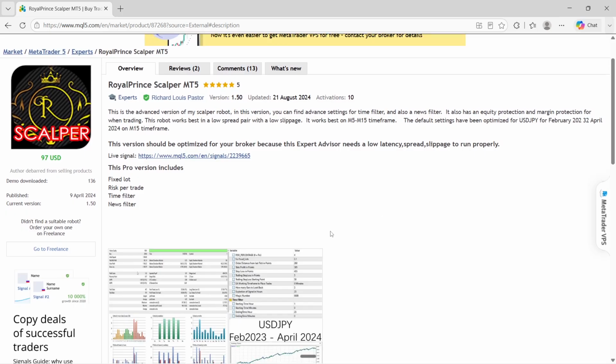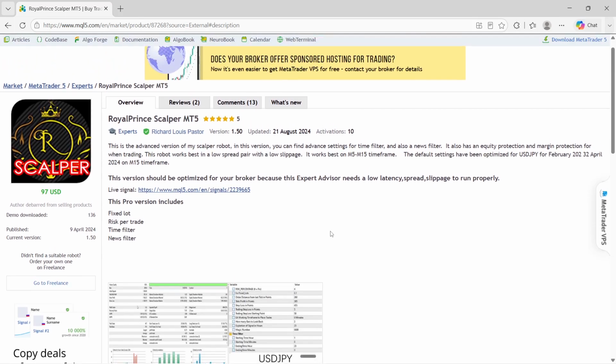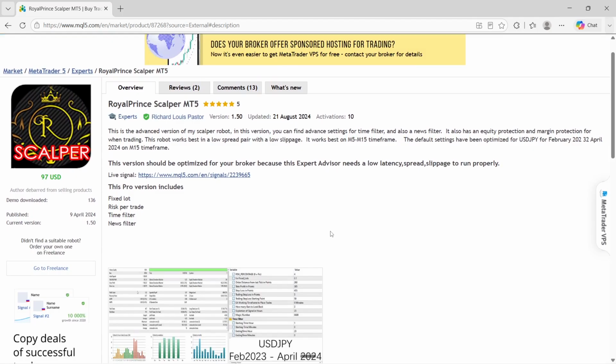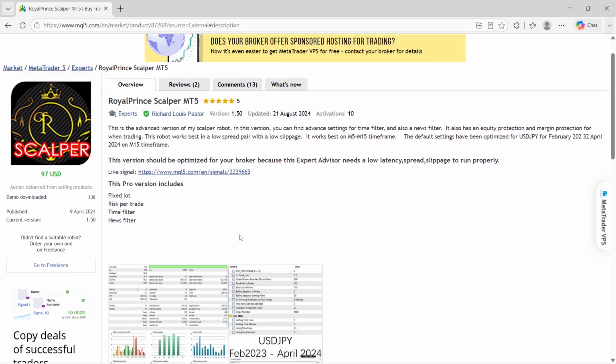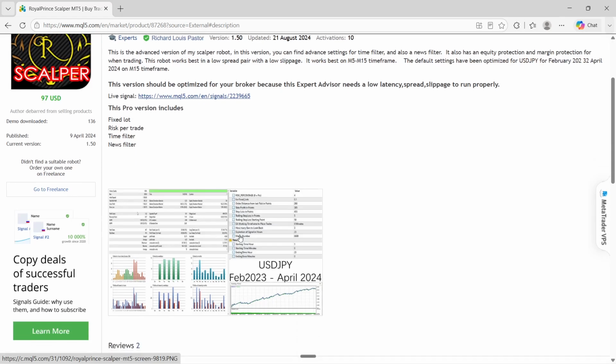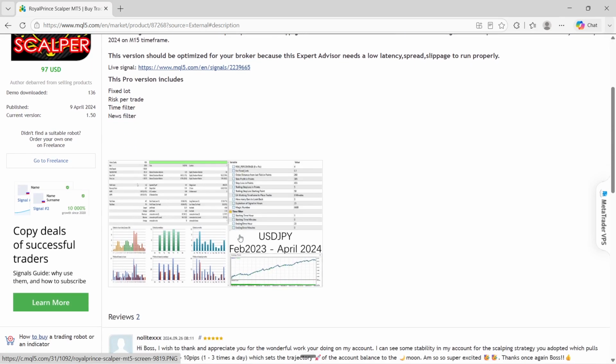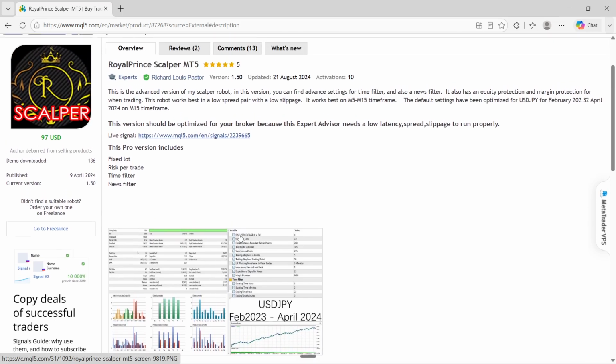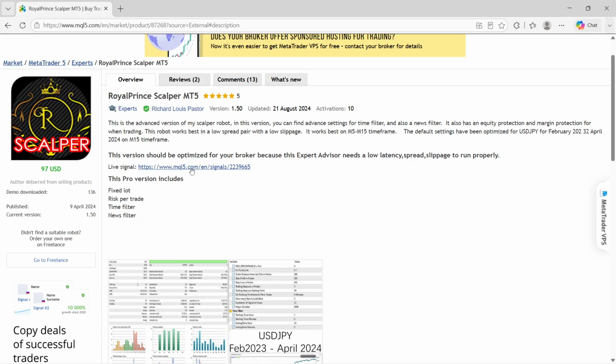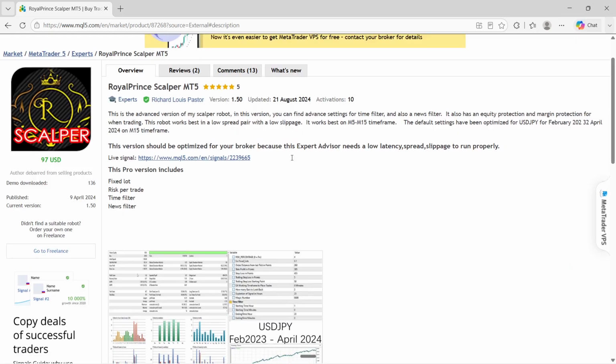Alright, so the default settings have been optimized for USD JPY on the M15 timeframe over a specific historical period. The developer stresses that the EA should be optimized for your own broker because it requires low latency, tight spreads, and minimal slippage to perform properly. A live signal is available on MQL5 for reference, as you can see here. The Pro version supports both fixed lots and risk per trade modes, along with the time and news filters.